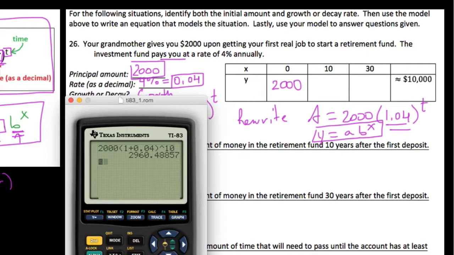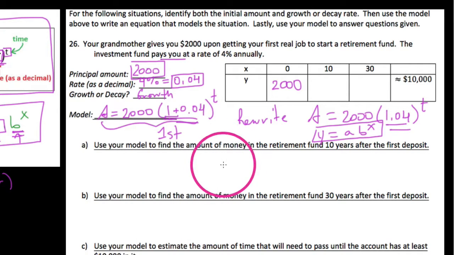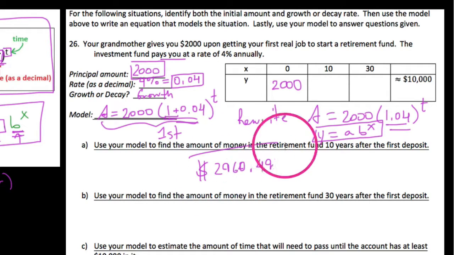At the same time, I could have written 2,000 times, in parentheses, 1.04 to the power of 10 years later, but I would have gotten the same value. So 10 years later, we're going to have about $2,960.49, and this is in dollars after 10 years.